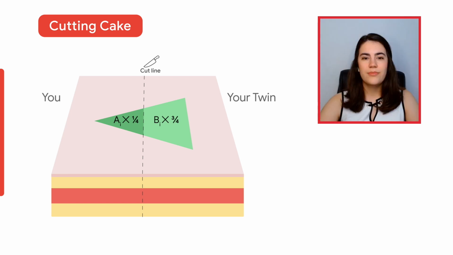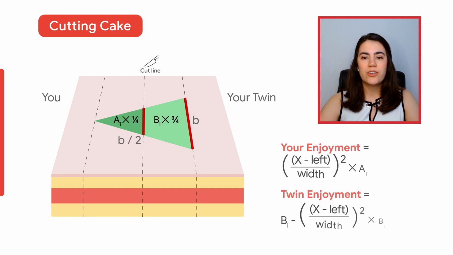Well, the formula for the area of a triangle is base times height divided by 2. If we cut the cake so that the base of the portion to the left of the line is 1/2 of the total width of the triangle, we know that the height is 1/2 of the vertical segment of the triangle as well. So the area of the portion to the left of our cut is 1/2 times 1/2, which equals 1/4 of the full triangle's area. In general, for a triangle with a vertical edge on the right and a given cut location x, we can calculate the enjoyment as seen. Here, left is the x-coordinate of the left point of the triangle, and width is the width of this triangle.